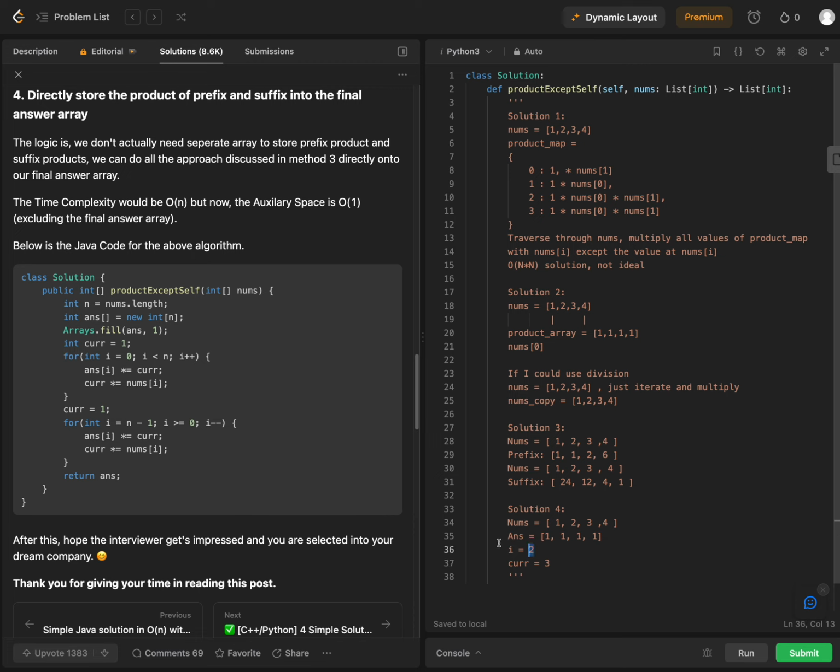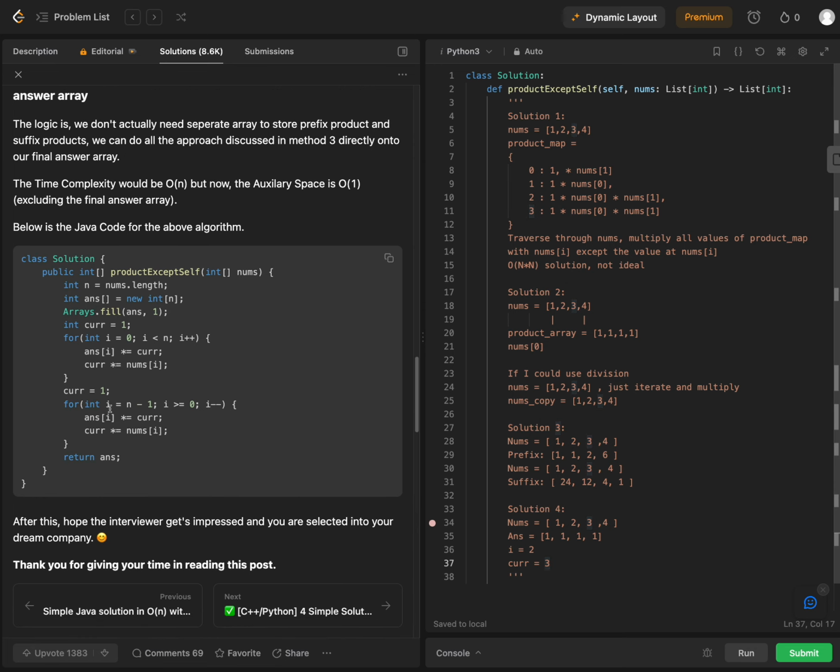Shit. Okay, let's try again. I equals to 2, current equals to 3. Okay, let's start again. I equals to 0. Let's just do this, okay?